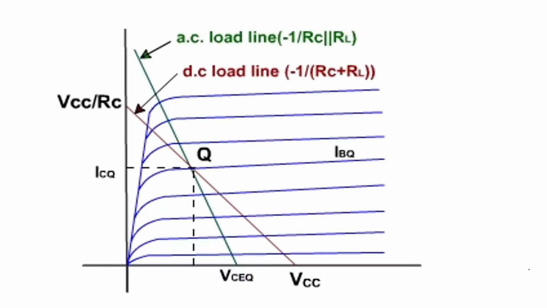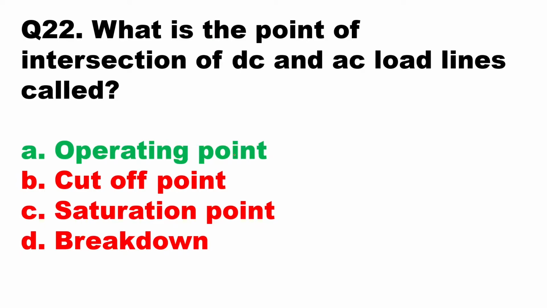Here you can see you have an AC load line and a DC load line, and the point of intersection is named Q. This is your AC load line and this is your DC load line. The point where both these load lines intersect is called the Q point, operating point, or quiescent point. So option A will be the right answer, that is operating point. The point of intersection of DC and AC load lines is the operating point.